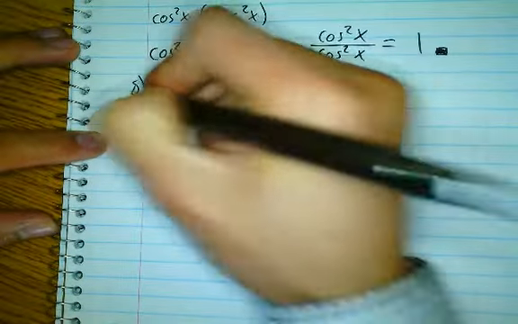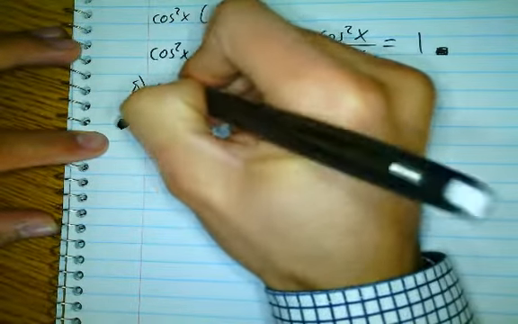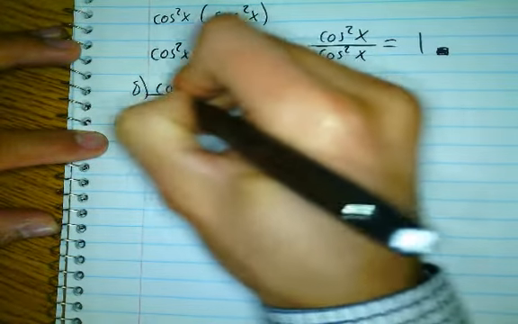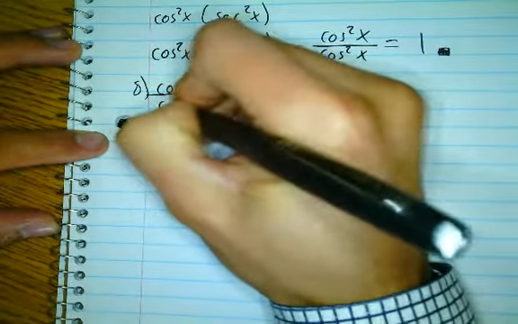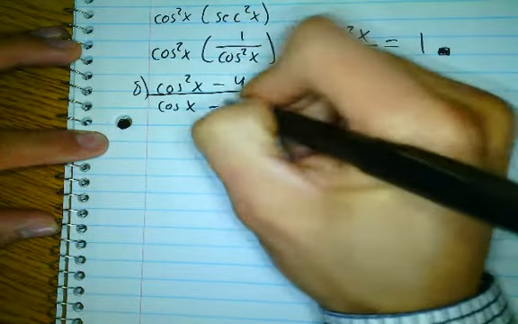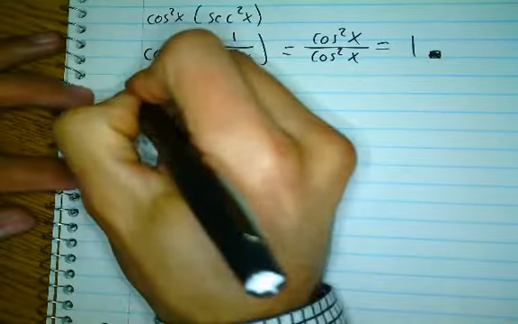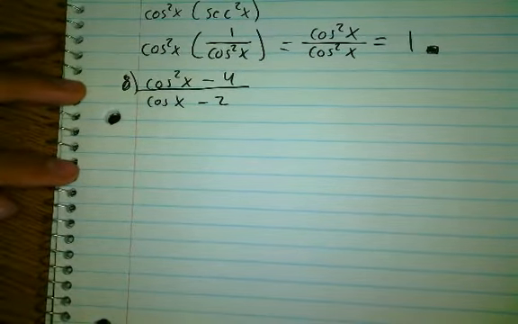Cosine squared x minus 4 over cosine x minus 2. And this is going to show me whether or not you did your homework. I tried. What could you do to the numerator?